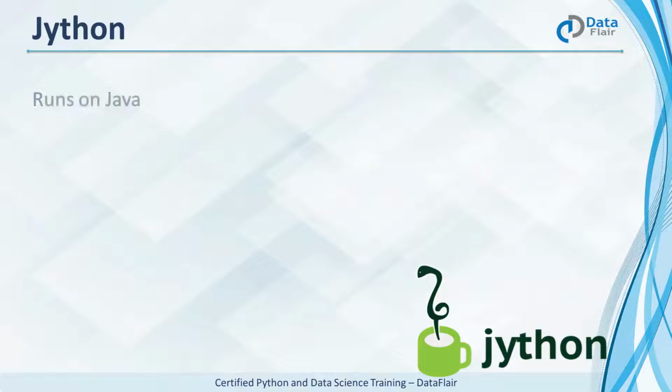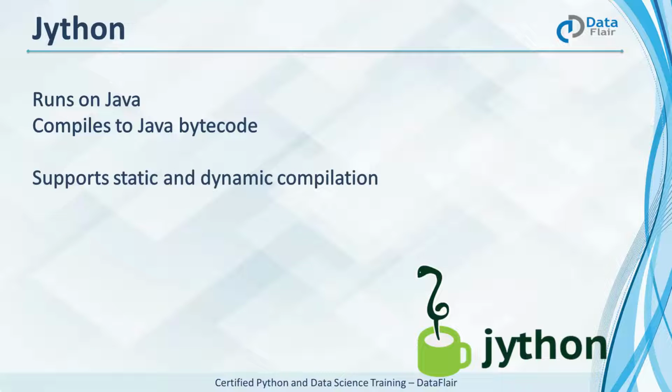Jython runs on the Java platform. It was earlier called JPython. It was first released on January 17, 2001. Jython takes Python code and compiles it to Java bytecode. This lets us run Python on any machine that runs a JVM, a Java Virtual Machine. Jython supports static and dynamic compilation, and programs in Jython can import and use any Java classes.